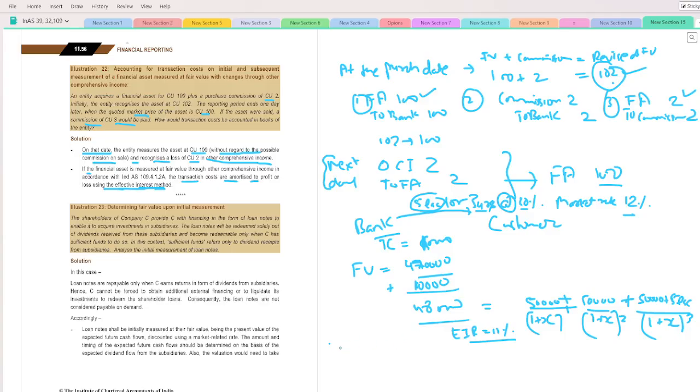So now what you will be doing? This is a little bit complicated, and it is a little bit tough to prepare the example myself. Okay, so how will the accounting be happening?